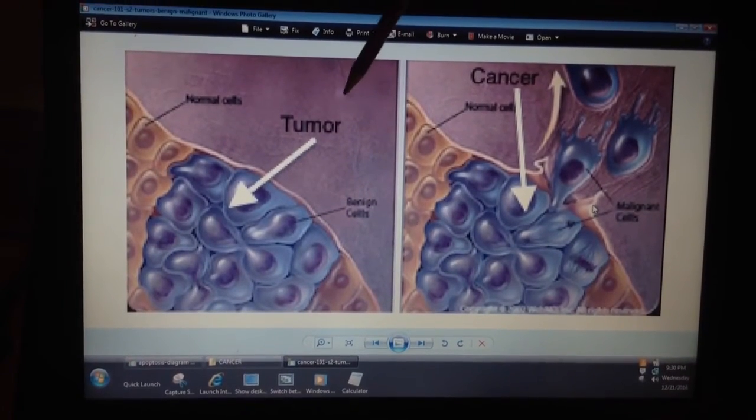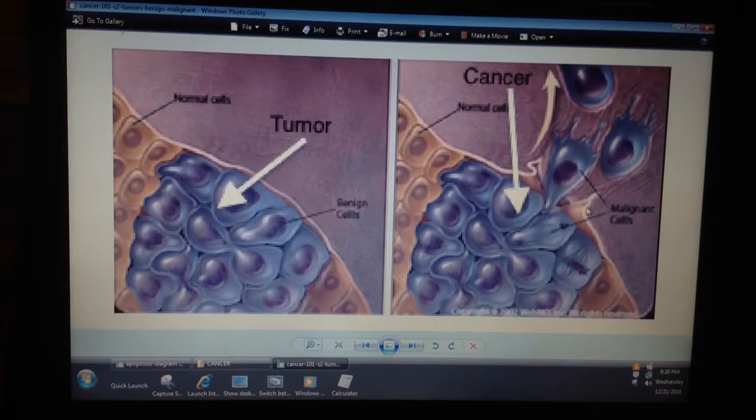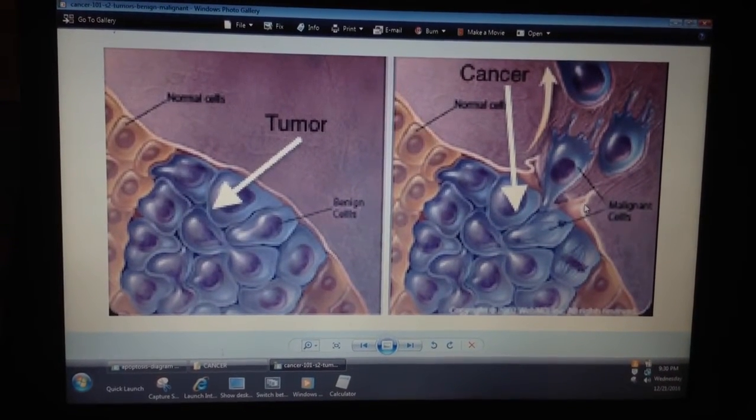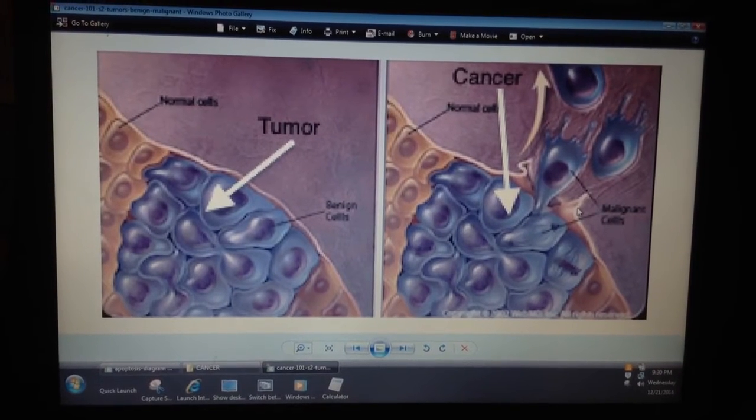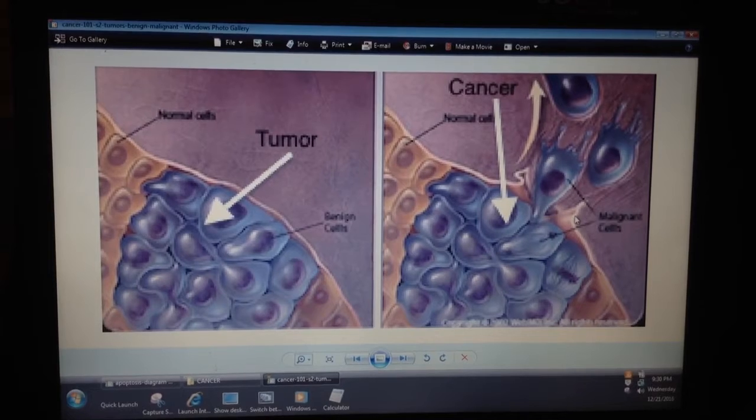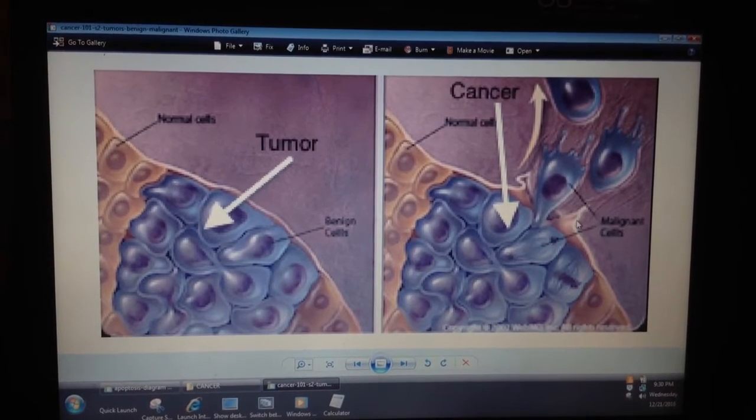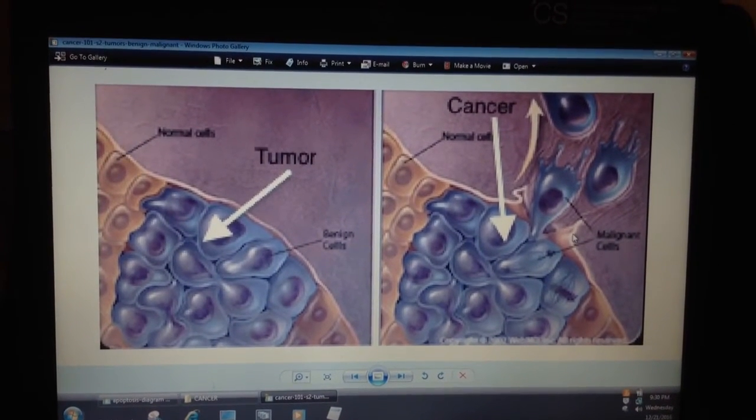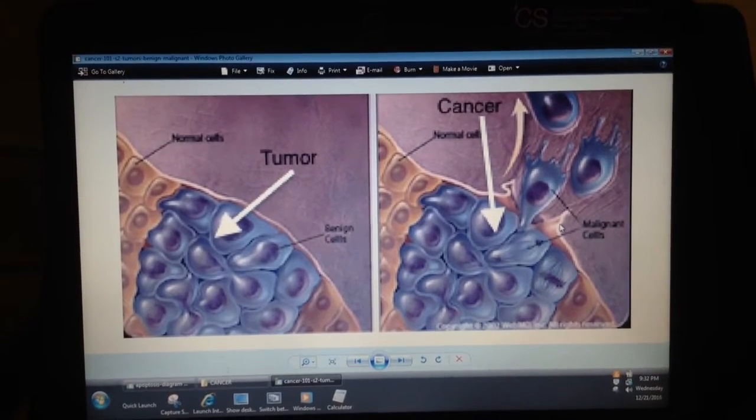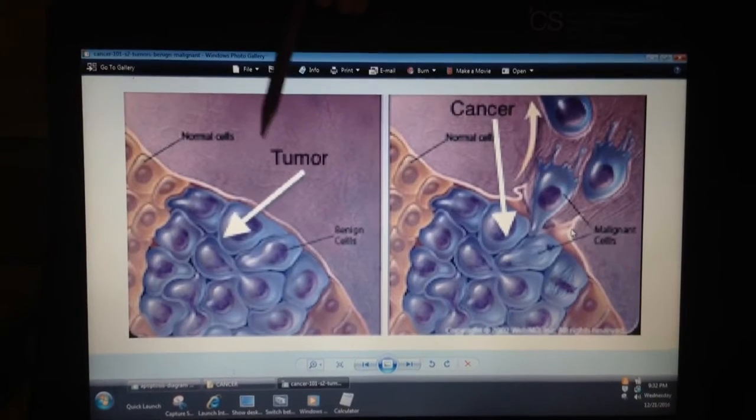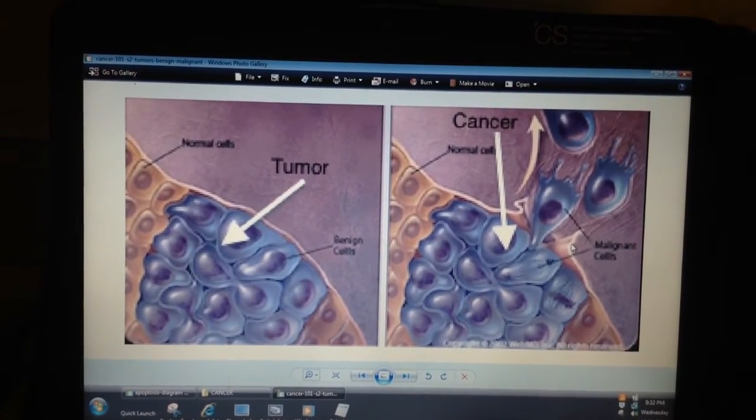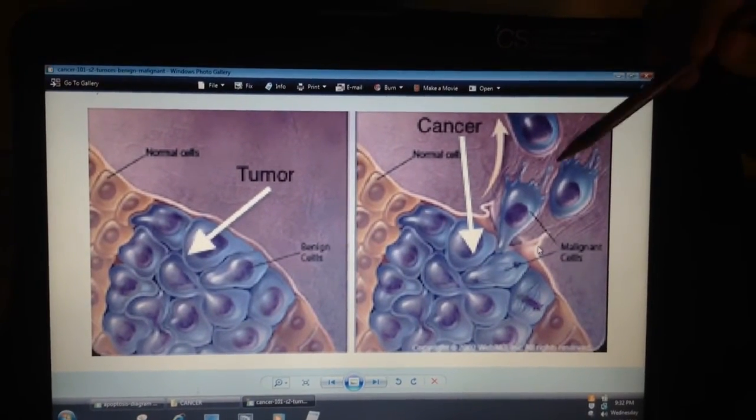So this is a benign tumor. You can tell that because it's just restricted to one area and it doesn't go to various parts of the body. And benign tumors usually don't grow back, but they can be dangerous if they press on other parts of the body like the brain. And there's one thing to remember about benign tumors. They are not cancer.